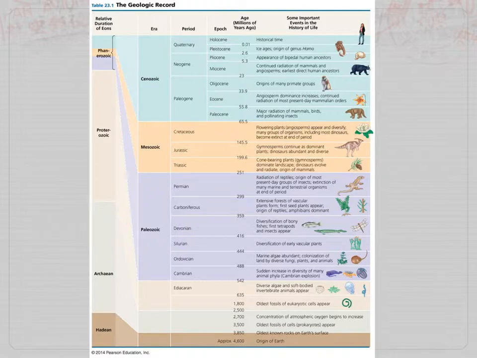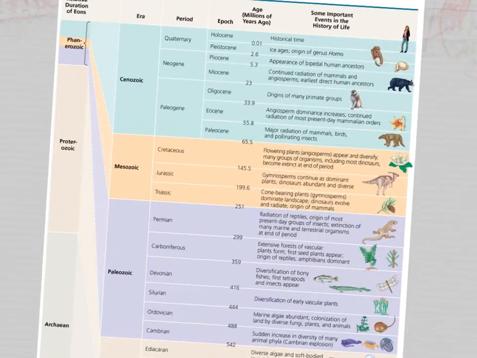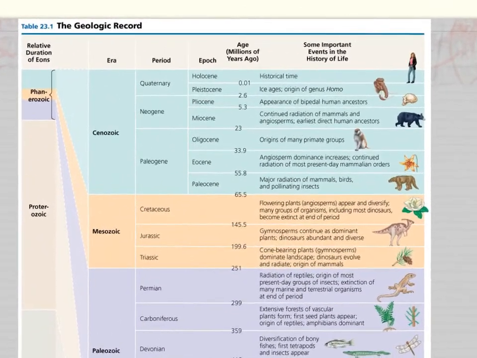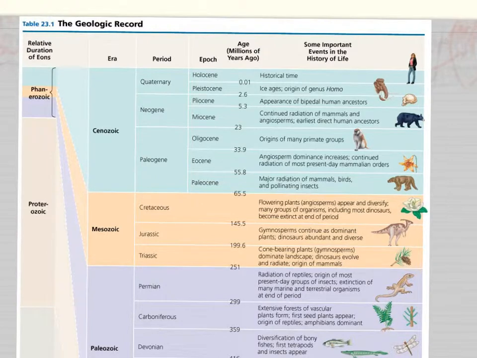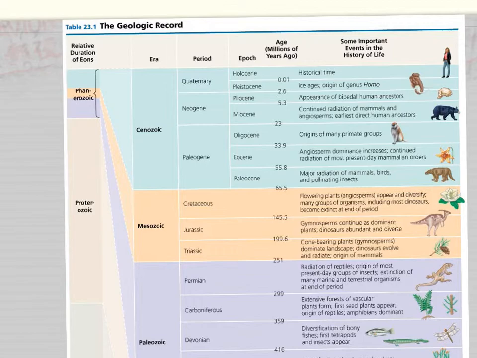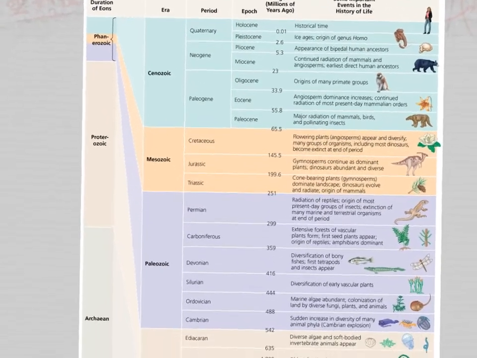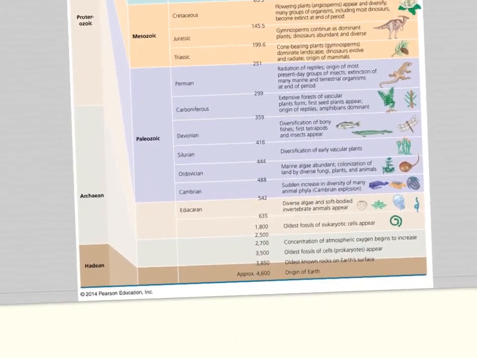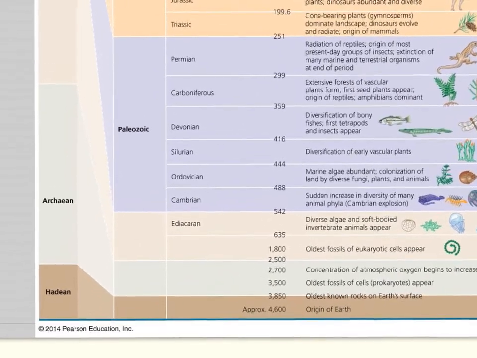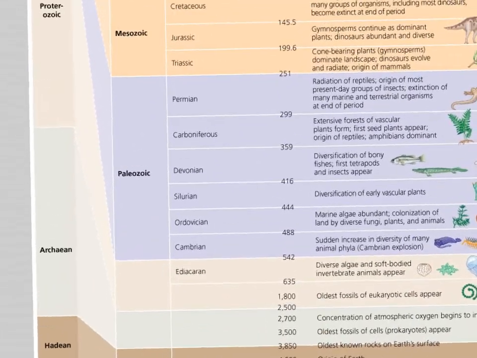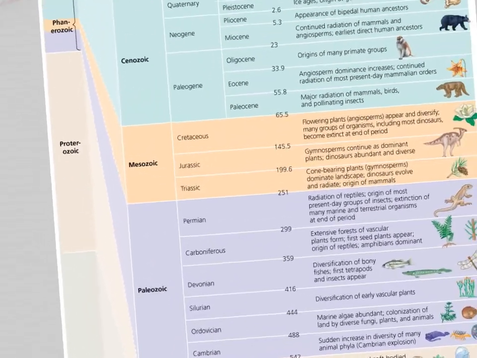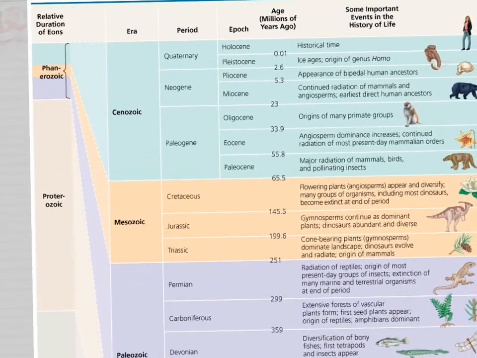From all of our studies, we've created a geological record, which is basically a standard time scale that's going to divide Earth's history into 4 eons, and we'll take a look at those. So the Hadean, the Archean, the Proterozoic, and the most recent, Phanerozoic.